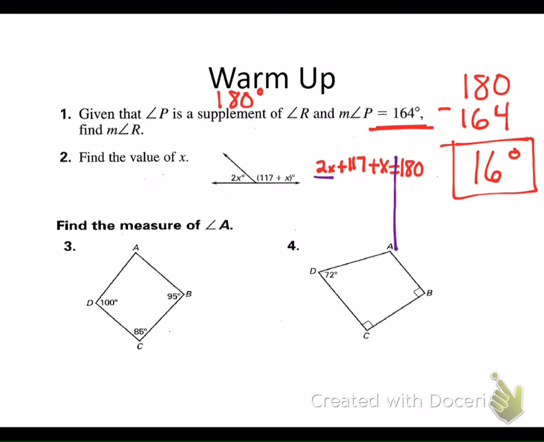So I'm going to combine the x's here. What's 2x plus x? Yeah, 3x plus 117 equals 180. What should be my next step? So 2x plus x, this is like a 1 in front of it. Yeah, just add it. Okay, so subtract 117. So 3x equals, what is that, 63?